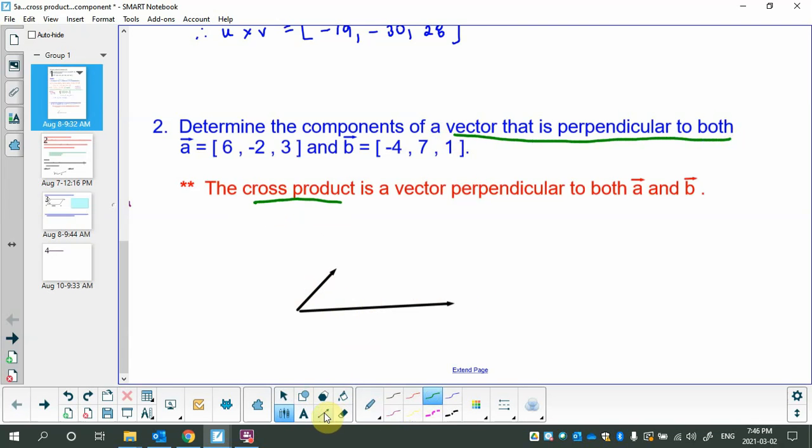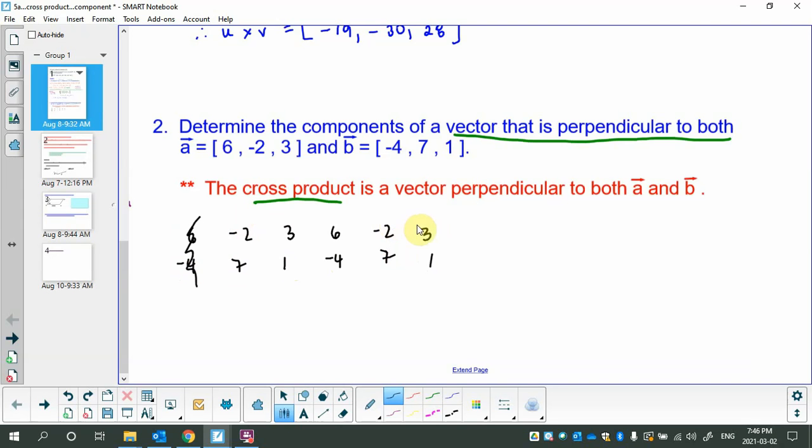Same deal. So what I'm going to do is I'm going to get these vectors out of the way because they don't really demonstrate anything useful. And I'm going to set up to do my scribble because all I have to do here is a cross product. So the cross product is a definition, and it's right here in red with the double stars. So let's do our same thing. The first vector is A, so 6, negative 2, 3, 6, negative 2, 3. The next vector is B, negative 4, 7, 1, negative 4, 7, 1. Scribble out the first, scribble out the last.